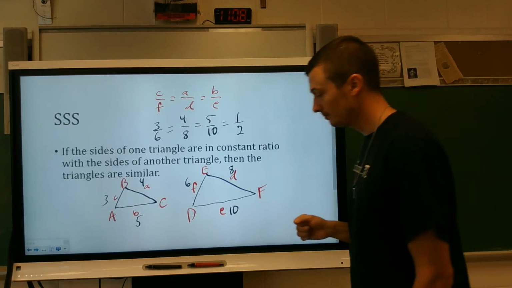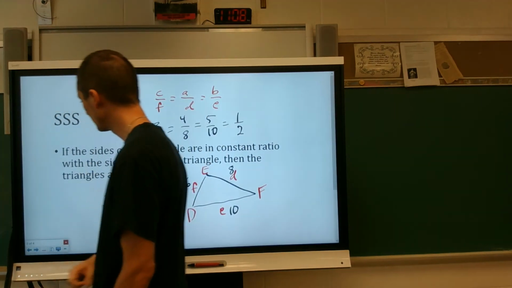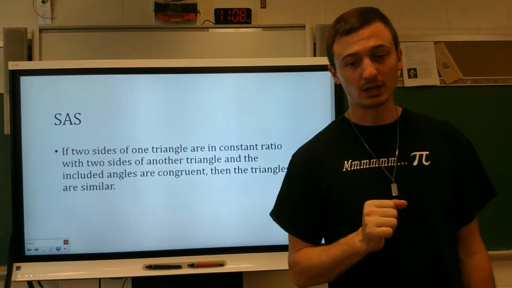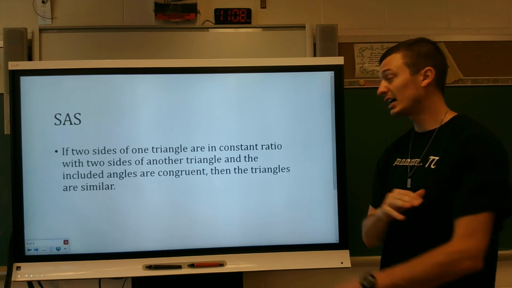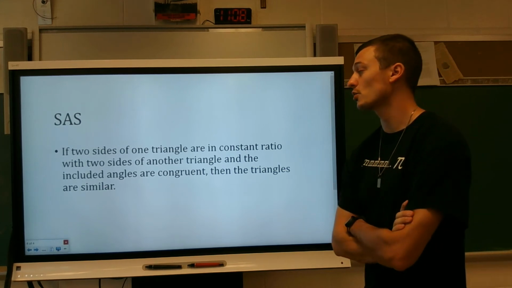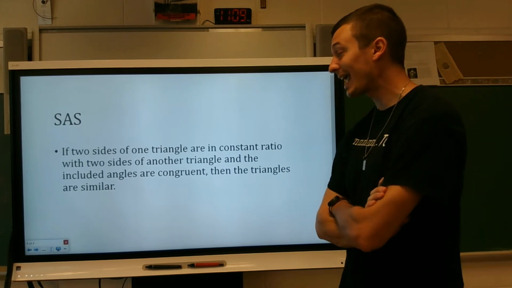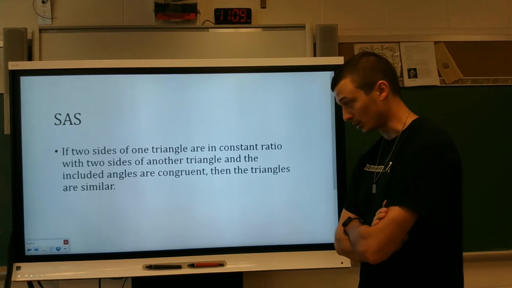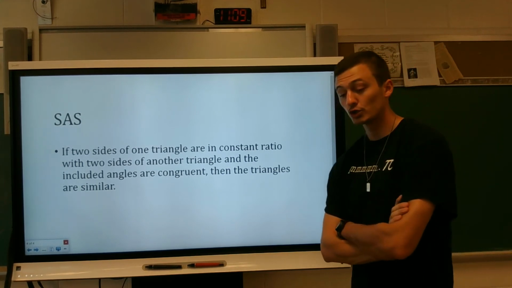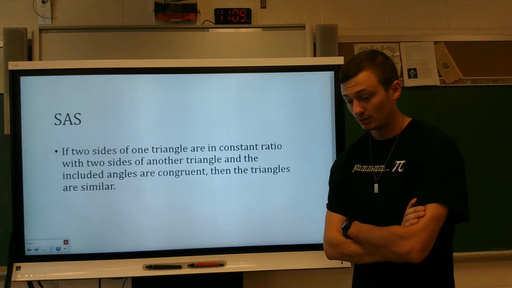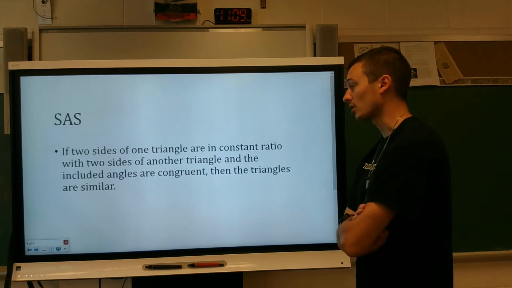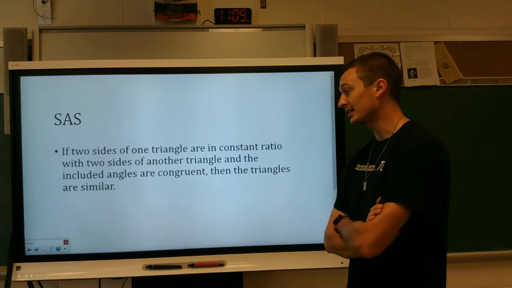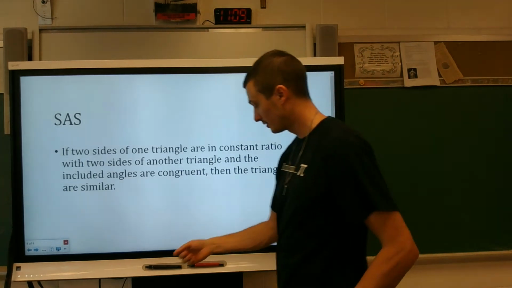The next one, side, angle, side similarity theorem, says if 2 sides of one triangle are in constant ratio with 2 sides of another triangle, and the included angles are congruent, then the triangles are similar. So, 2 sides are in constant ratio, and the included angles are congruent.